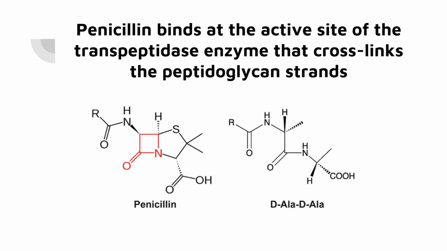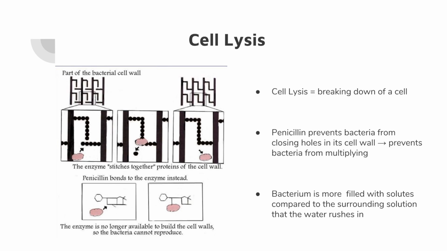So penicillin then binds at the active site of the transpeptidase enzyme that cross-links the peptidoglycan strands. D-alanine is the backbone of the peptide chain of the cell wall. Penicillin mimics the D-alanine. As you can see in the diagram, the structures are very similar, which allows penicillin to inhibit the target protein. This eventually leads to cell lysis. Cell lysis is the breaking down of a cell.